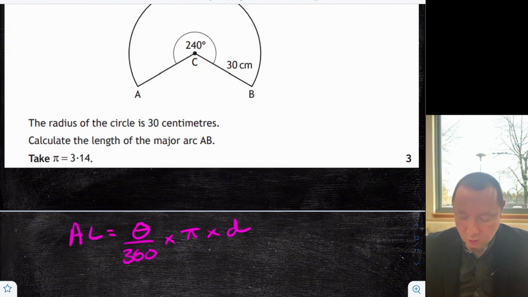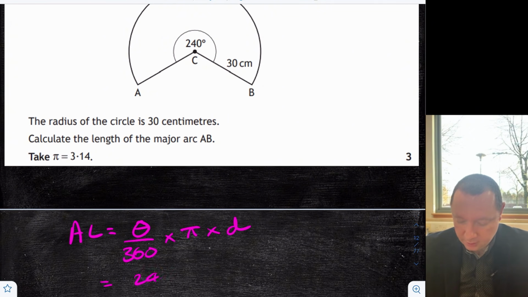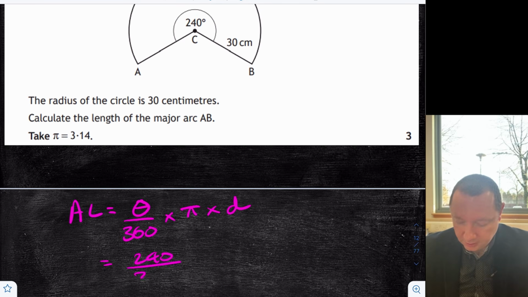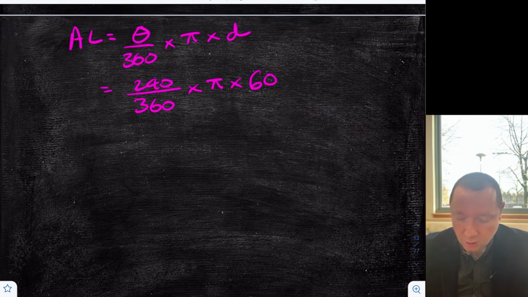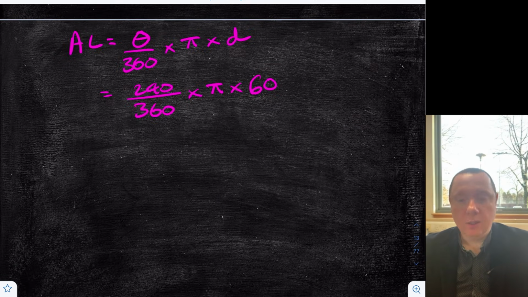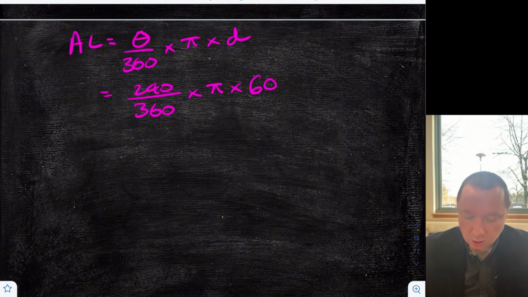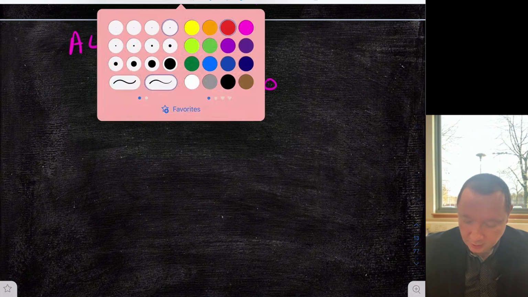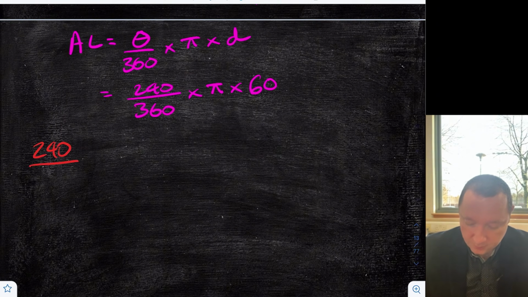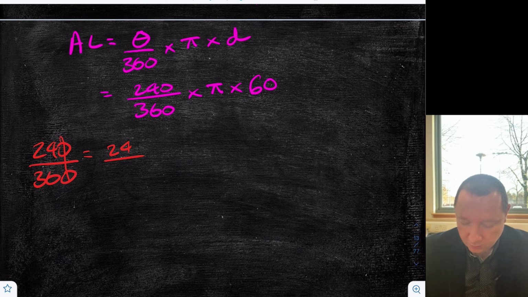Now we can just substitute in. Our angle is 240 out of 360 times pi times 60. Double 30 makes 60. So now at this point, you might be wondering, what can I do? Well, to calculate this with a non-calculator, always best to simplify any fractions first. So I'm just going to take it beside, 240 over 360. I can drop the zeros straight away to get 24 over 36.